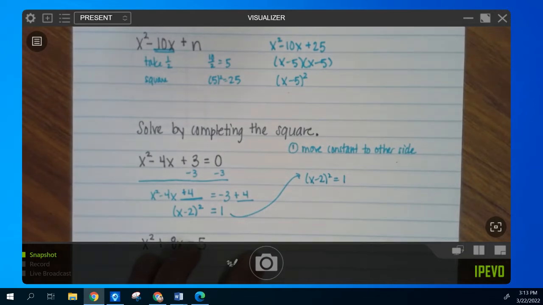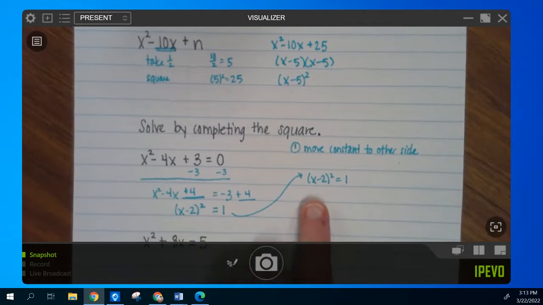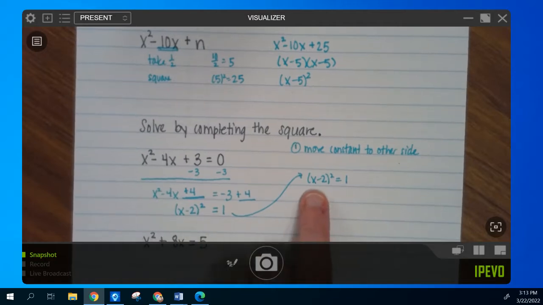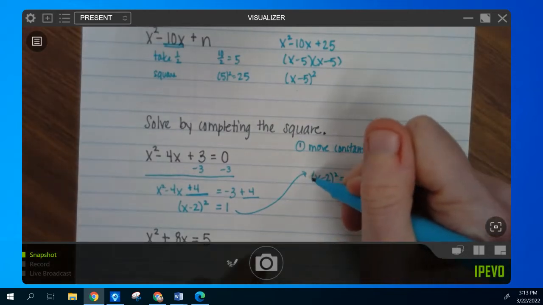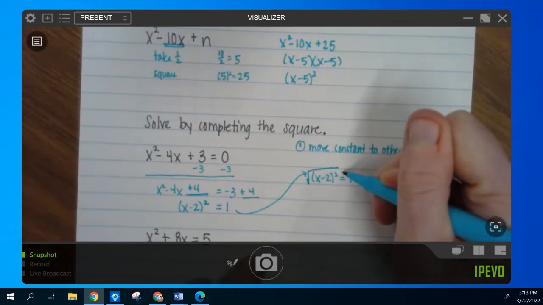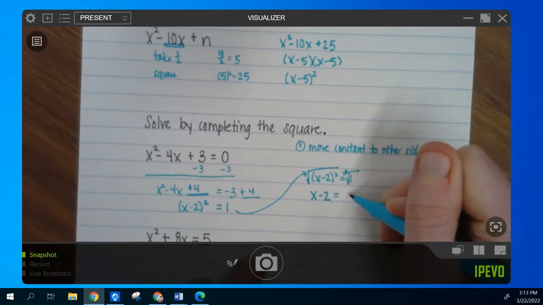So if I want to solve this problem for x, the first thing I would do is take the square root of both sides. But we have to remember when we're solving using square roots that not only do I take the square root, but I have to do that positive and negative square root of both sides. So I'm going to take the square root of this and the positive and negative square root of that.